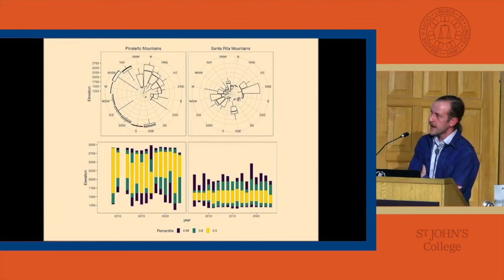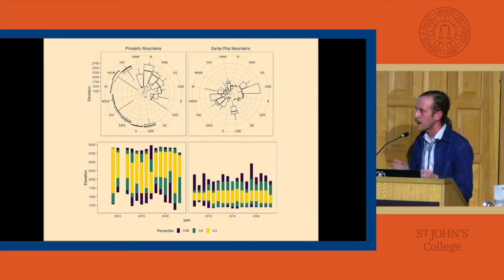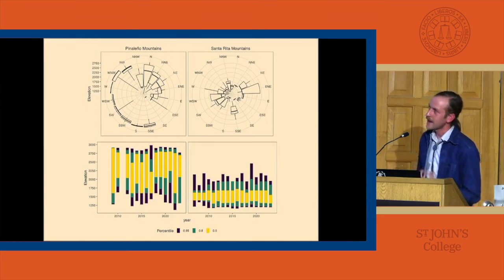Second, elevational ranges are not static entities. And this is often true of individuals in the ontological sense. They are things that change in space and time, at least in a somewhat coherent way. So on the top of this slide, I have these two compass roses where I've plotted in a slightly different way the elevational distributions of yellow-eyed juncos in two different mountain ranges.